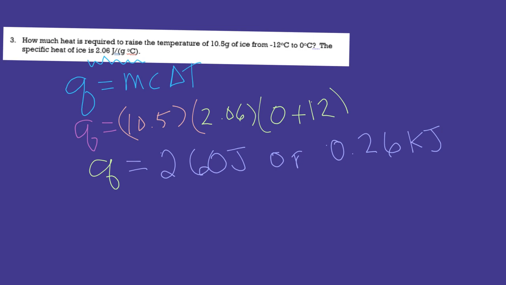Okay, so we end up getting 260 joules or 0.26 kilojoules. And these would be positive because you're adding heat energy in. That's how you're increasing the temperature from negative 12 up to 0. And so that would be an endothermic process of increasing the temperature because you have to put heat energy into it.